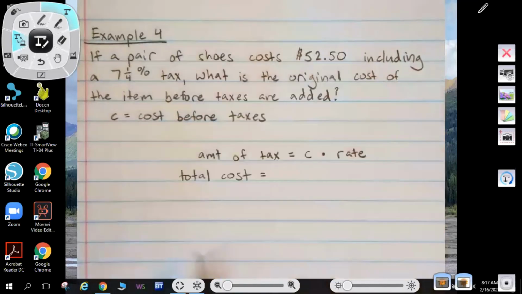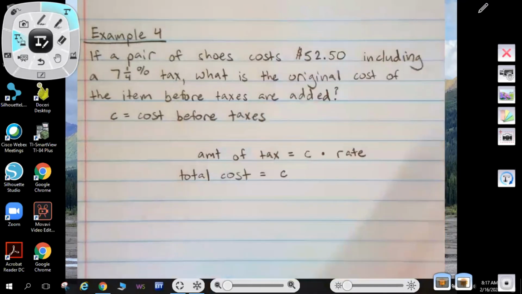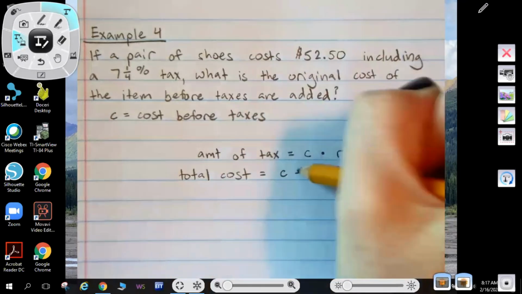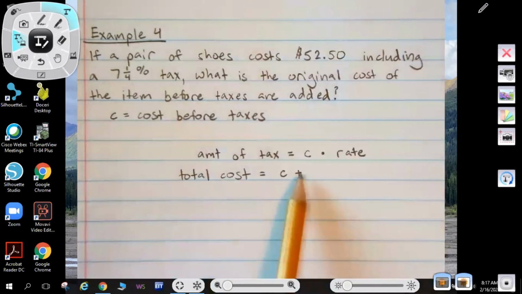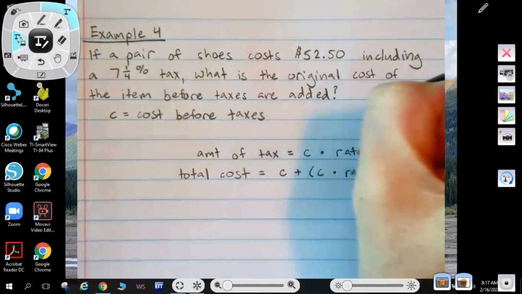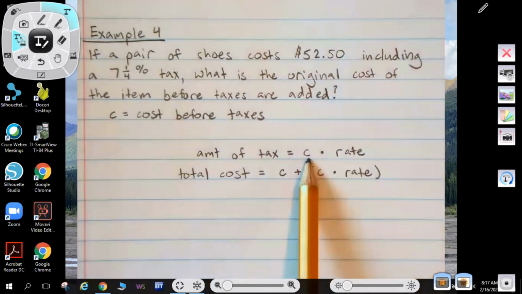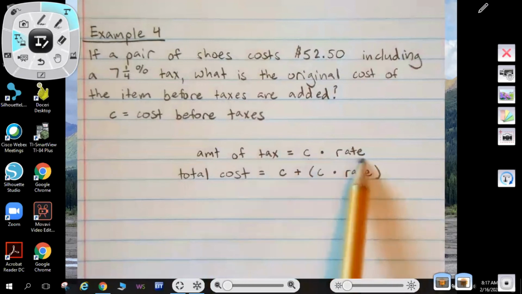The total cost is going to be the cost of the item plus the amount of tax that we're going to pay, which is the cost times the rate. So we're going to take the amount of taxes that we're going to pay, add it to the original cost of the item, and that's how we get the total cost.